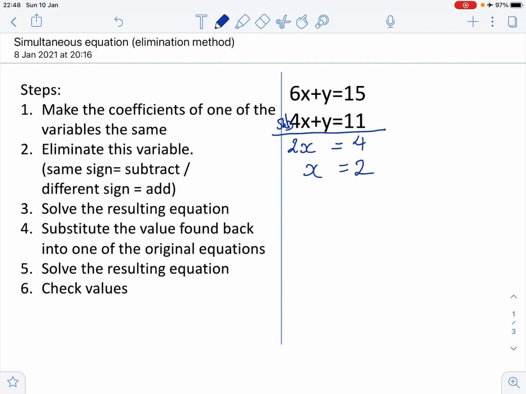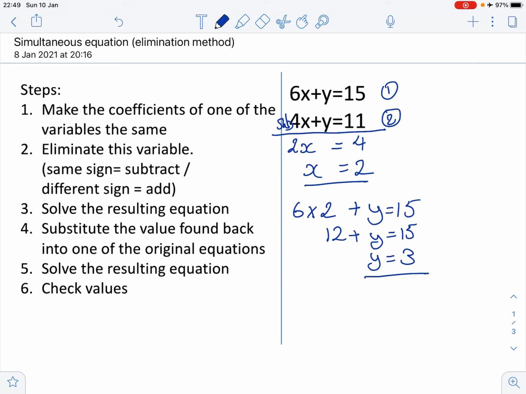Then step 4, substitute the value found into one of the original equations. So we can substitute the x value into either equation 1 or equation 2. You still get the same answer. I'm just going to pick equation 1. So I have 6 multiplied by 2, because x is now 2, plus y equals 15. So 12 plus y equals 15. So y must equal 3.